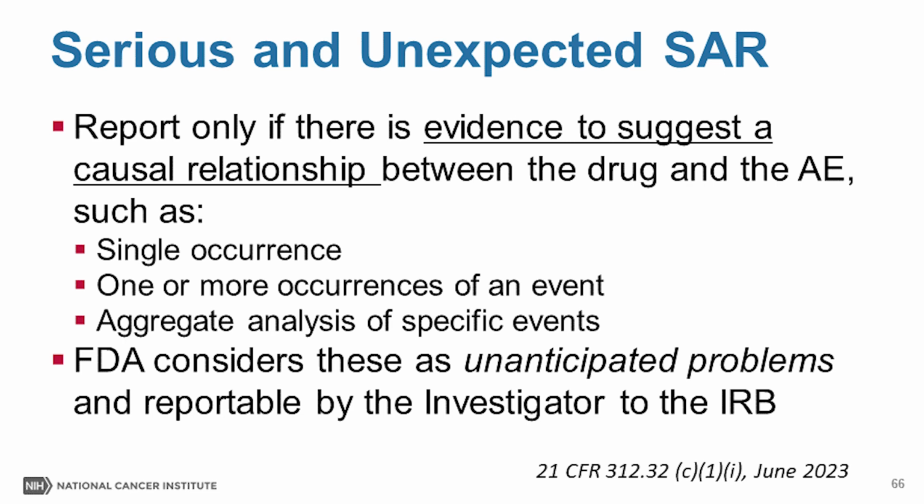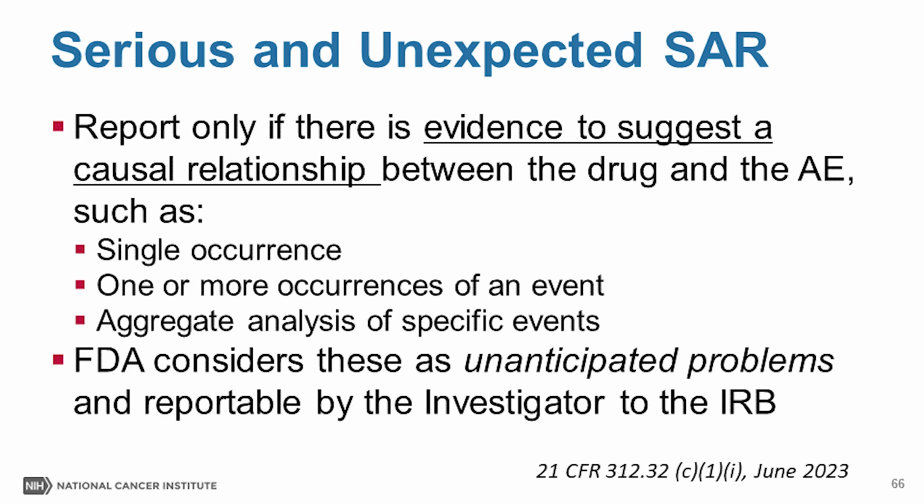The sponsor must report any suspected adverse reaction that is both serious and unexpected if there is evidence to suggest a causal relationship between the investigational product and the adverse event. As mentioned in part 1 of adverse events, this can include a single occurrence of an adverse event that's uncommon but known to be strongly associated with drug exposure. This could be some type of hepatic injury or angioedema.